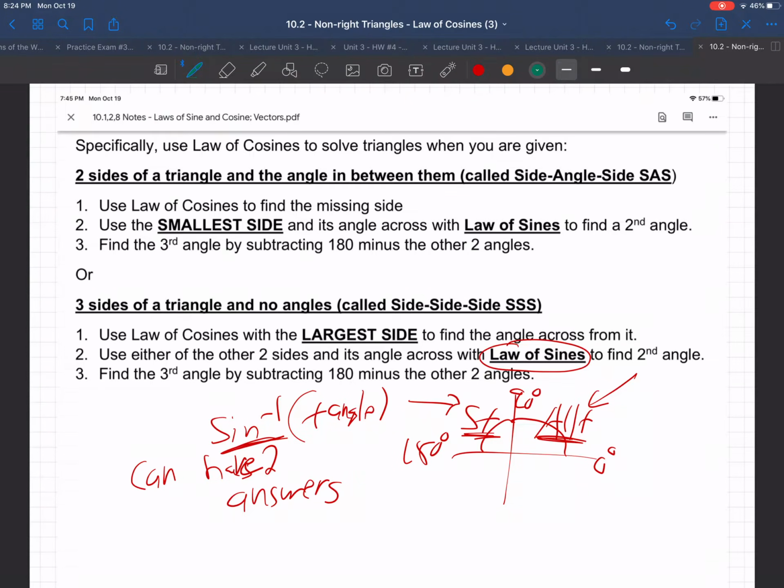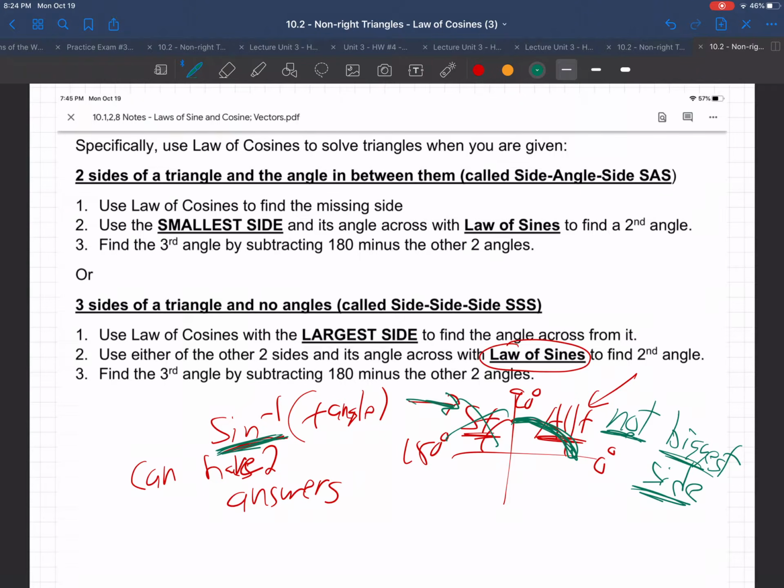So the way you avoid all that trouble is you make sure that when you do law of sines, the answer has to be in the first quadrant. You don't have to mess with the second. How do you make sure of that? You don't use the biggest side. The only angle that could possibly end up in the second quadrant is the angle across from the biggest side. So if you make sure when using law of sines and doing sine inverse that you don't have the biggest side, then you know automatically your answer is in the first quadrant.